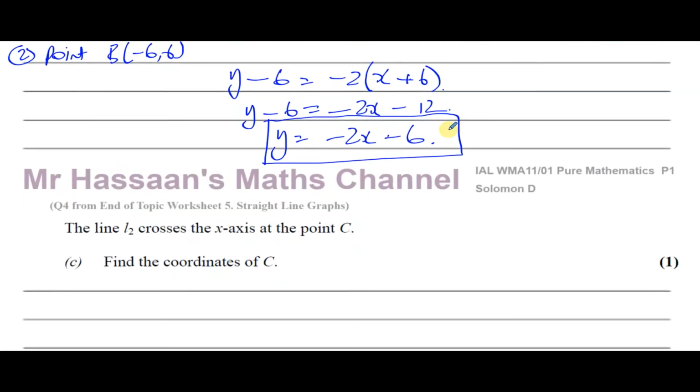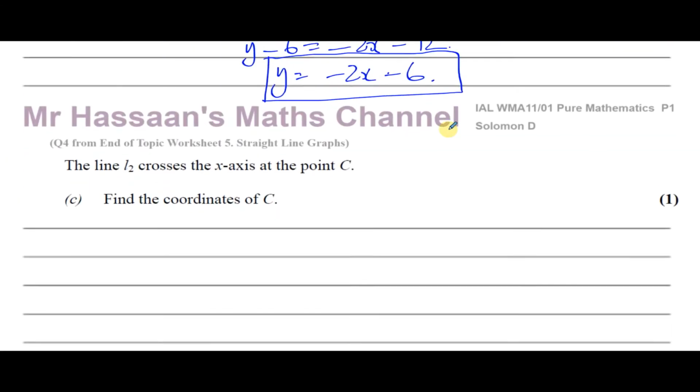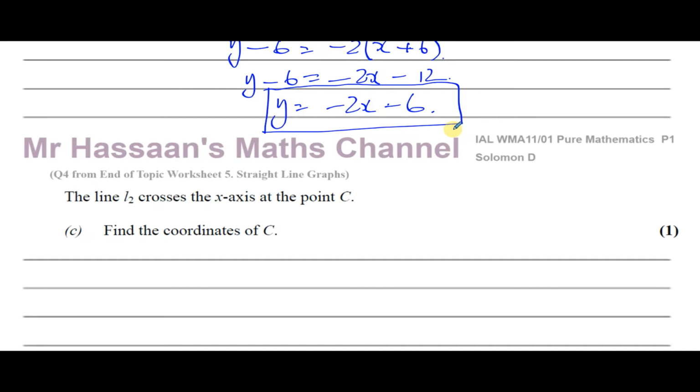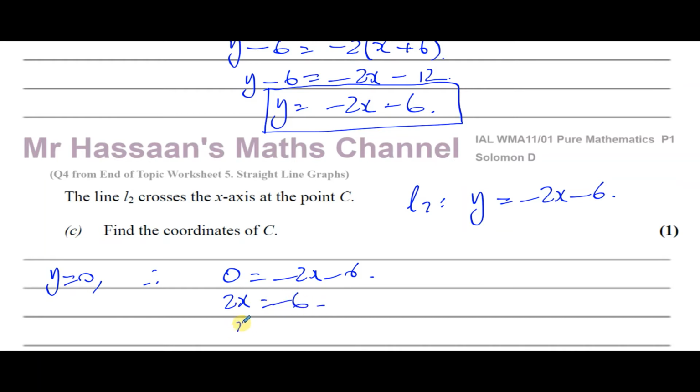Now for part C, it says line 2 crosses the x-axis at the point C. Find the coordinates of C. So we know that the equation of line 2, as we just found, is y equals minus 2x minus 6. It crosses the x-axis at the point C, and the x-axis is when y equals 0. So therefore, you're going to have 0 equals minus 2x minus 6. So you end up with 2x equals negative 6, so x is equal to negative 3. So the coordinates of the point C are minus 3 and 0. Okay, so that's part C done.